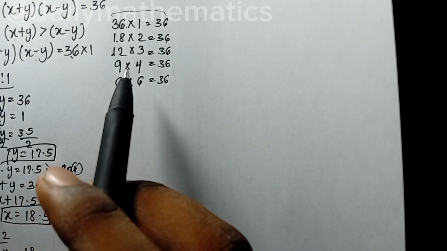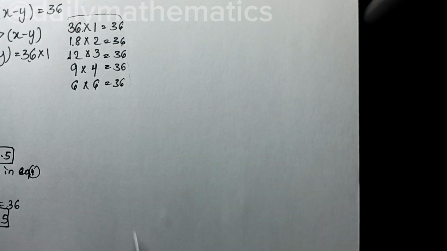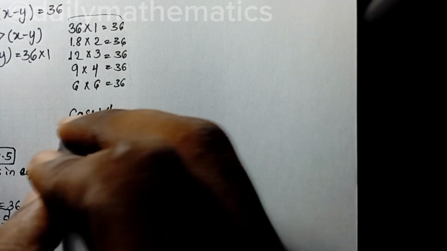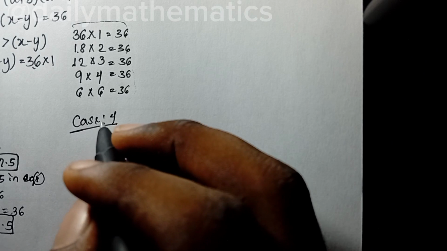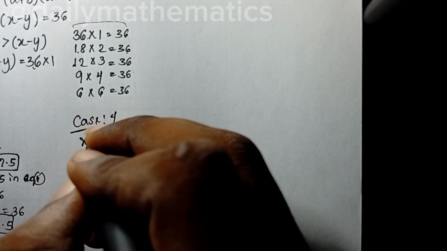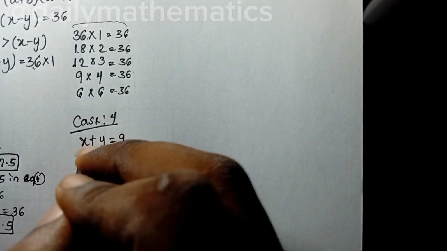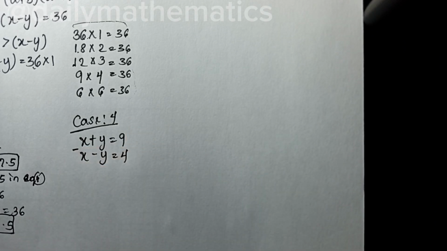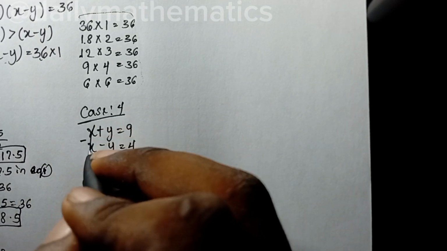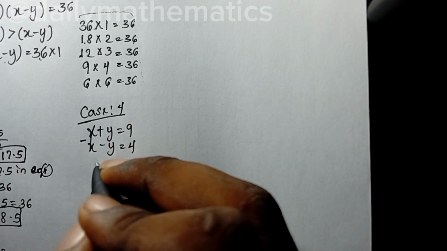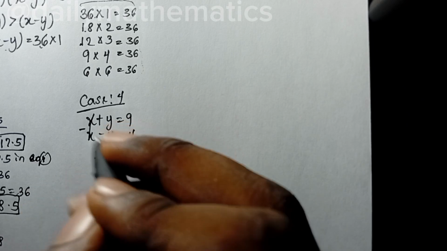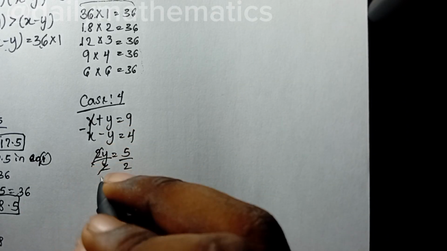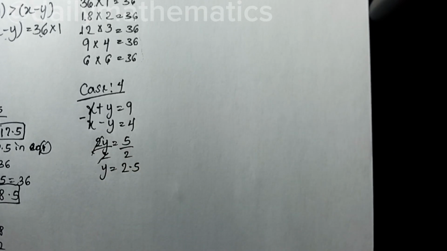So we have 2 more equations to go. We have case 4, we can take that here. We have 9 and 4 as the factors of 36. So we have x plus y equals 9 and x minus y equals 4. We subtract equation 2 from equation 1 again. So x minus y cancels, y minus y gives us 2y equals 9 minus 4, which is 5. Then we divide by 2, then y equals 2.5.